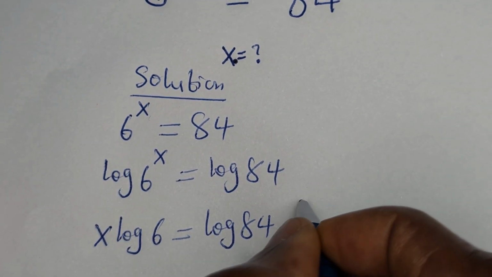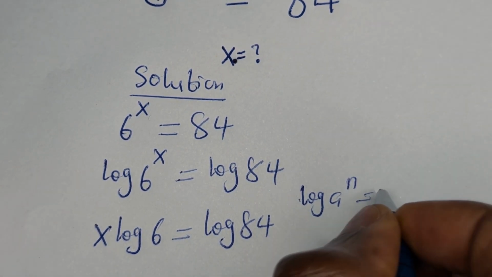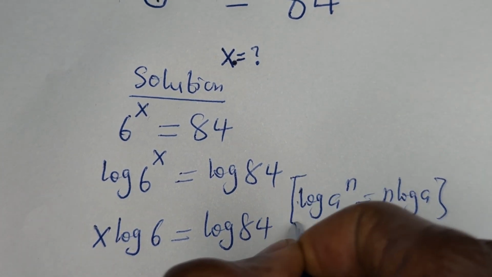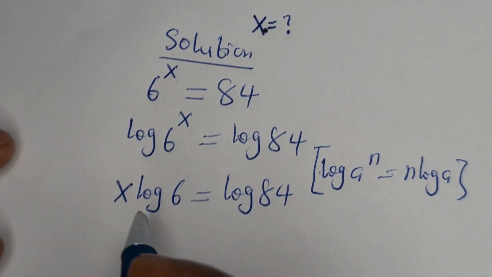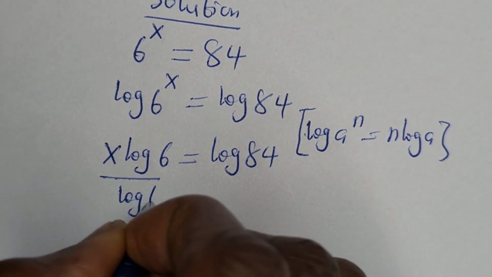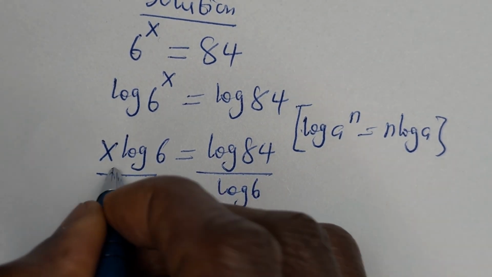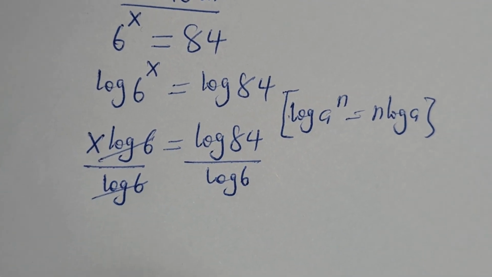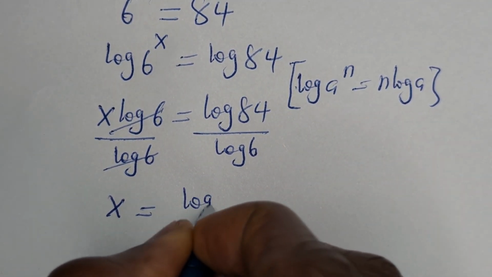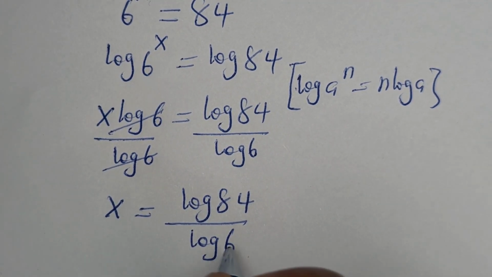That is, if you have log a raised to power n, this is equal to n log a. Let us divide both sides of this equation by log 6. This divided by log 6. This divided by log 6. Log 6 cancels log 6. x is equal to log 84 divided by log 6.